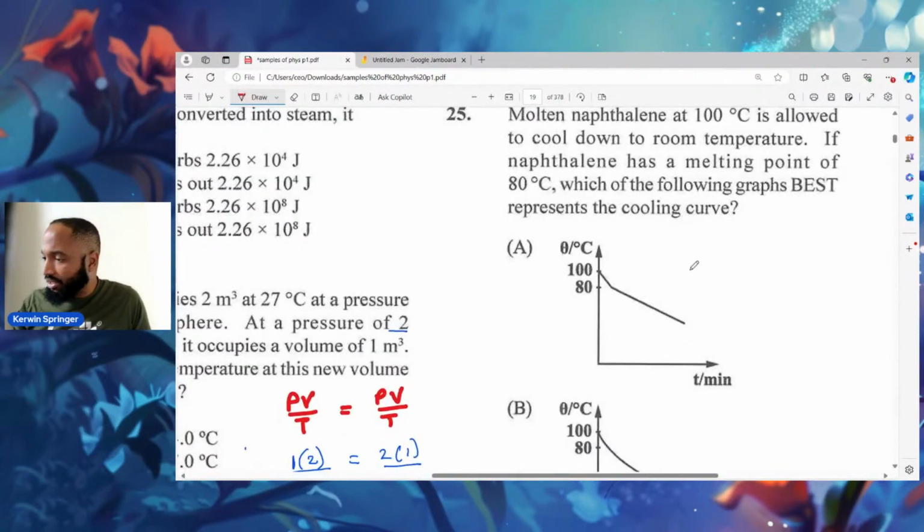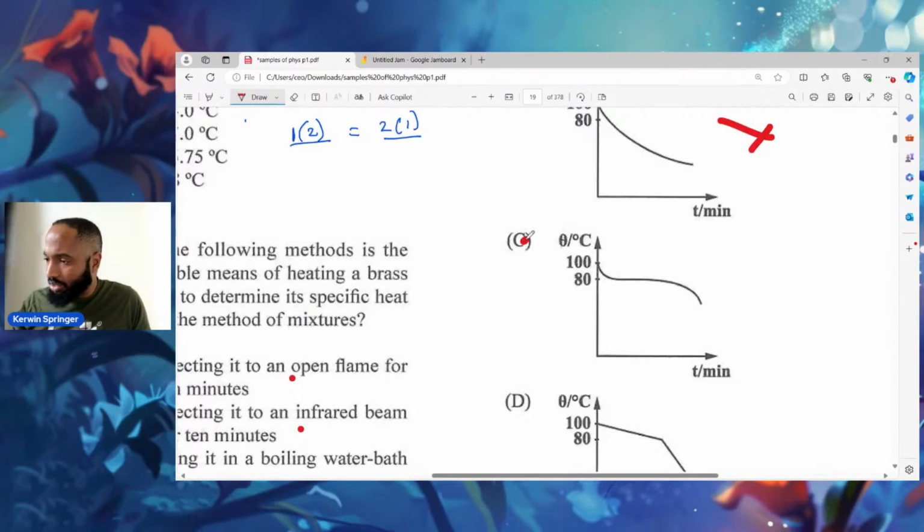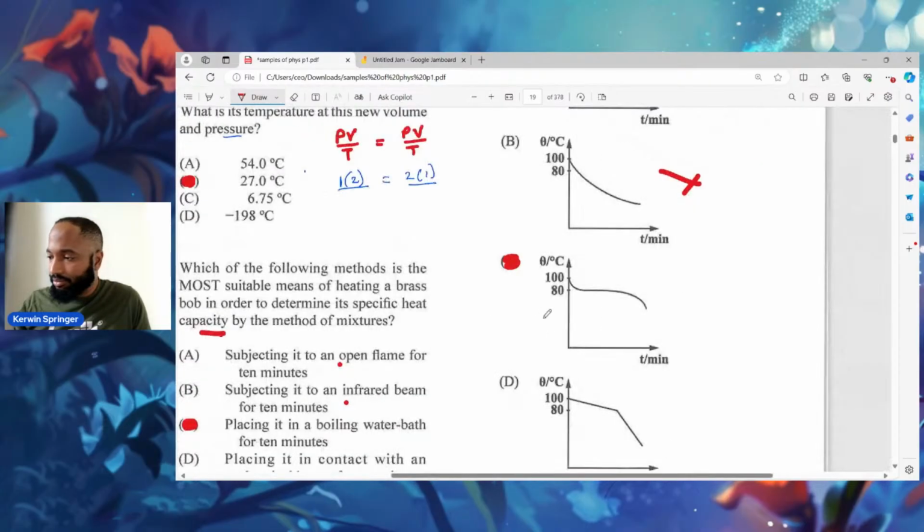Molten naphthalene, so it won't be this. We're looking for a cooling curve. Yes, C is the best one here. You went down, you hit here, latent heat of fusion, and then you come back down again. C.